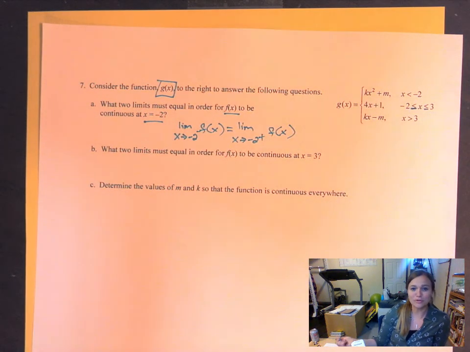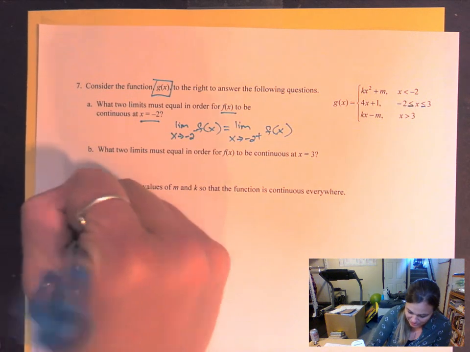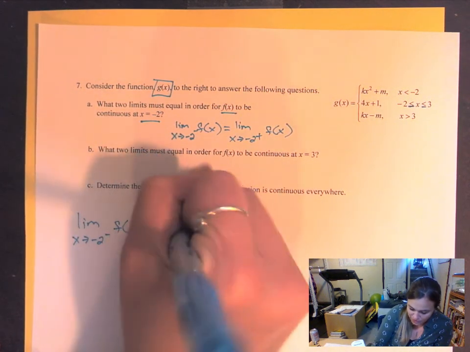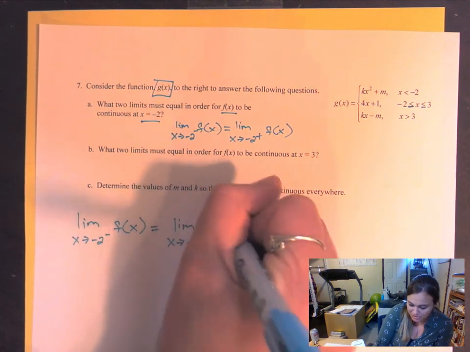And that's all I'm going to put for right now. I'm going to worry about the rest in a little bit. So actually I'm going to write this down there. Limit as x approaches negative 2 from the left of f of x has to equal the limit as x approaches negative 2 from the right of f of x.